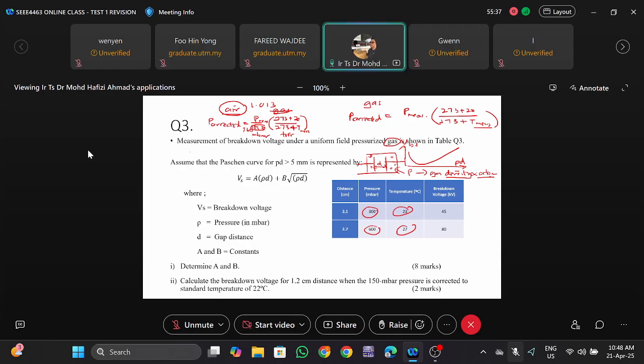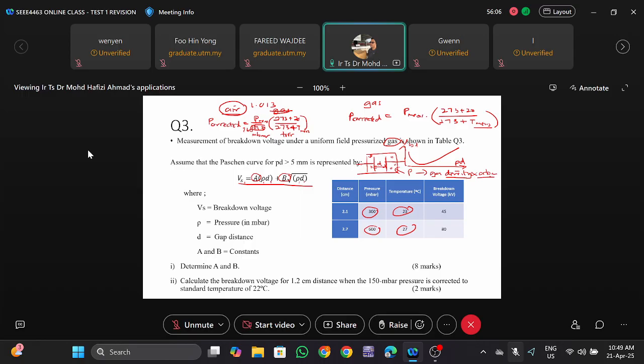And then according to these formulas, right? These formulas are derived from the gas breakdown criteria. Then we must see that we have pressure corrected and distance here, D1, and you get a V1, okay? And then we need to find the A and B constants.